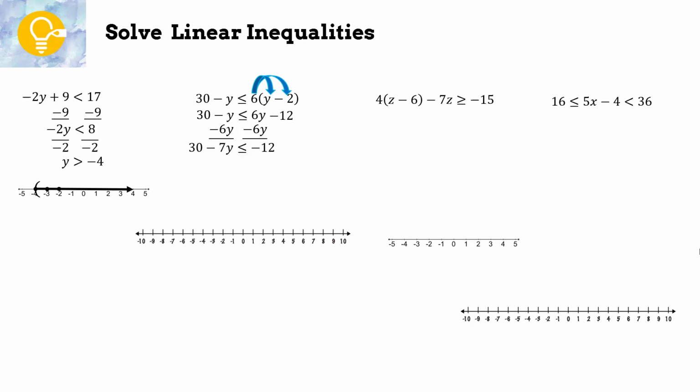We need to get negative 7y by itself. That means we have to subtract 30 from both sides. Now we have negative 7y is less than or equal to negative 42. We still need to get y by itself. So the opposite of multiplying is dividing, and we're going to divide by negative 7. This gives us y is greater than or equal to 6.